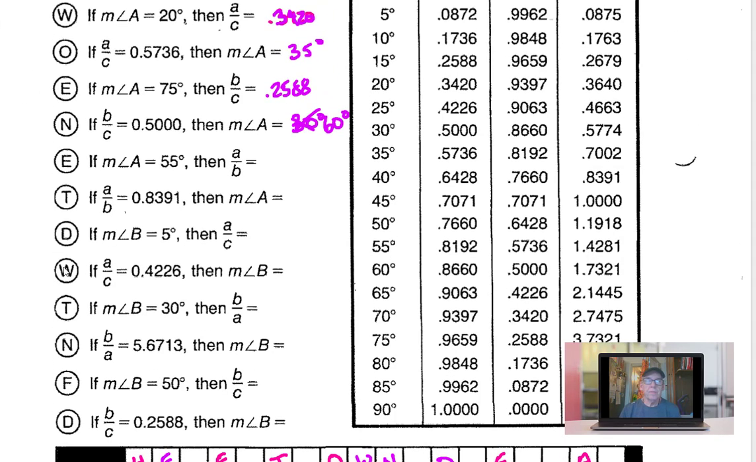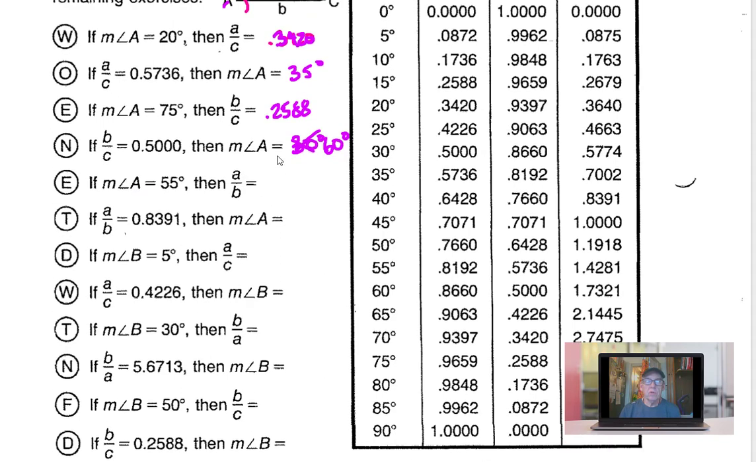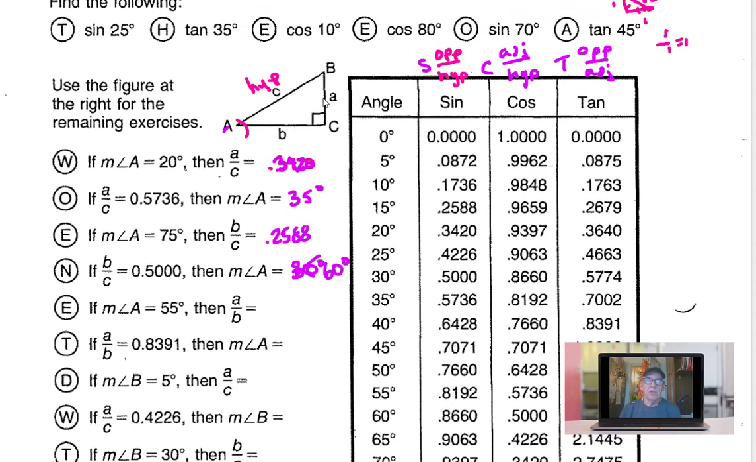Okay, let's look up. If measure angle A is 55, then A over B is equal to, now A over B as a ratio, and we're using still angle A. So if our reference angle is this, A is opposite, B is adjacent. We have opposite over adjacent. Opposite over adjacent is a tangent. We're going to look down the tangent column, down to 55 degrees, read over to 1.4281. So 1.4281 takes on another E.